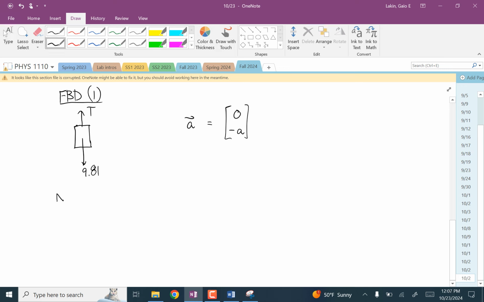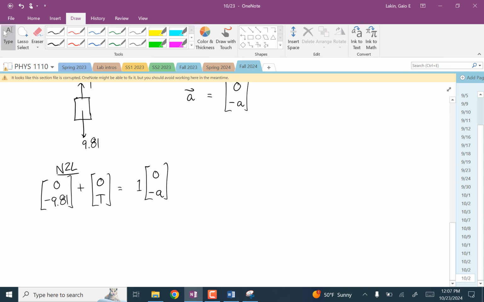Okay, so Newton's second law says 0, negative 9.81 plus 0, T is equal to the mass times the acceleration. The x equation here says 0 equals 0. The y equation here says negative 9.81 plus T is equal to negative a.